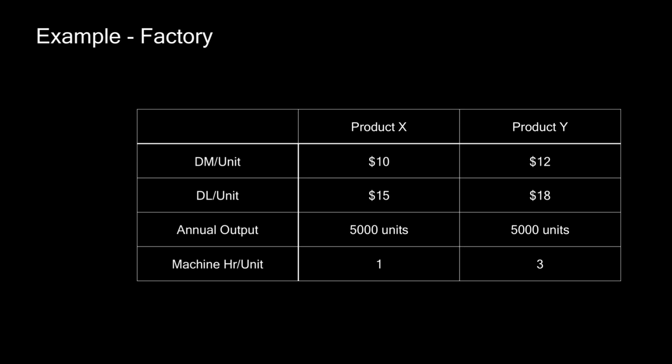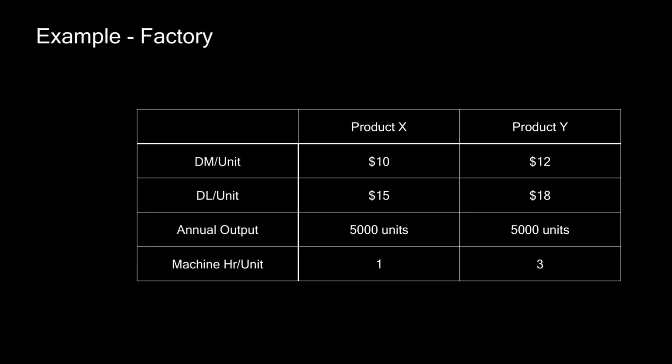Now, this factory makes 5,000 units of annual output for X and 5,000 units of annual output for Y as well. So the production is equal over here. However, we have given you certain more information, the machine hour consumption. So every unit of X that is made requires 1 hour of machine, whereas every unit of Y that is made requires 3 hours of machine. Now, what does that tell you? That tells you that Y would need more machine hours, because for 5,000 units, Y would need in total 15,000 machine hours, whereas X would need 5,000 machine hours.